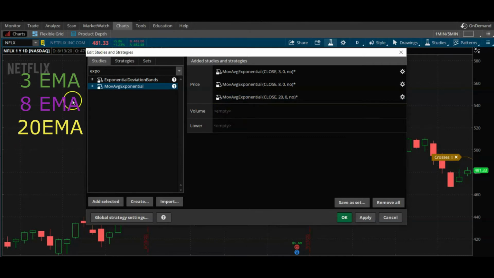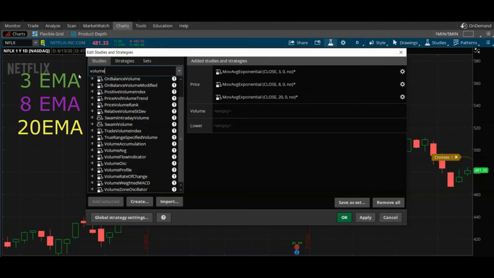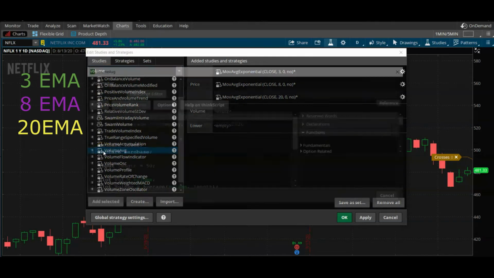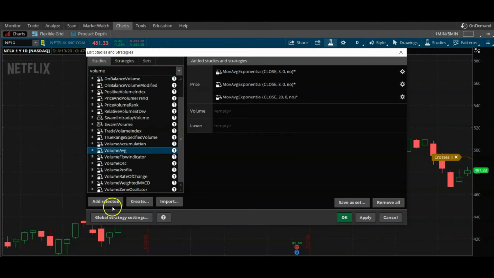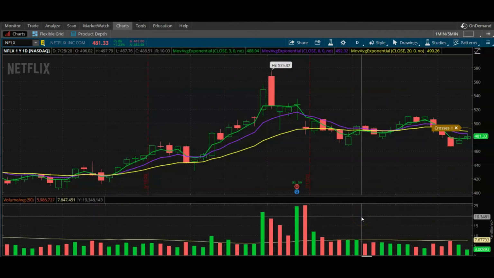The only other thing we're going to put on this particular study is volume. I always want to know what's going on with volume. So we're going to highlight this volume. And the volume we're looking for, there it is, the volume average. Just want to highlight it, and then I want to add it, and it automatically populates the volume section. I'm going to apply it, I'm going to click OK, and voila.